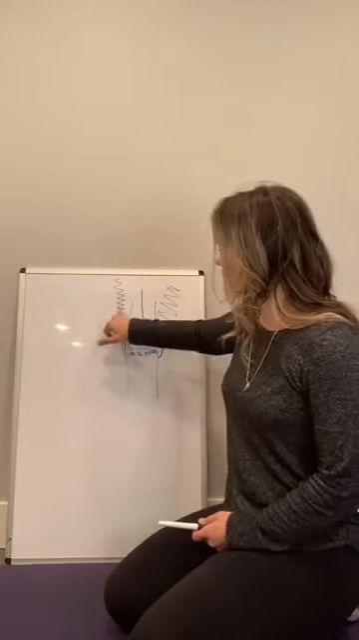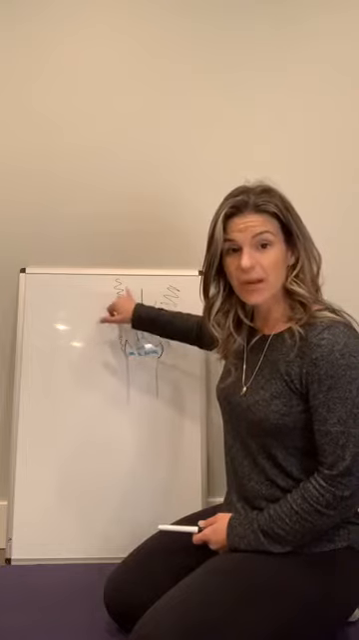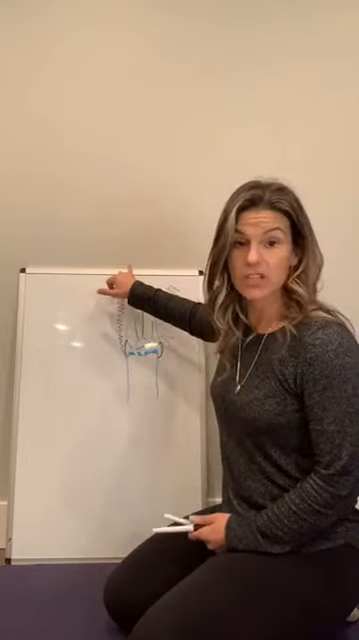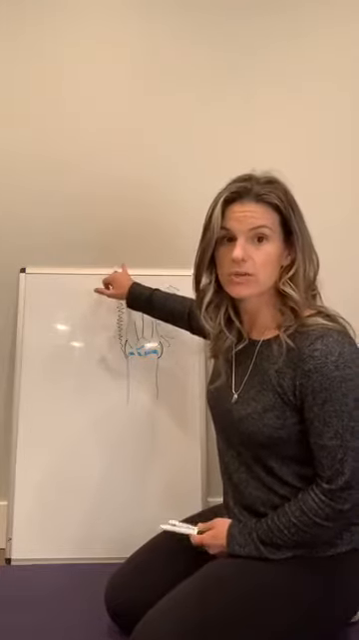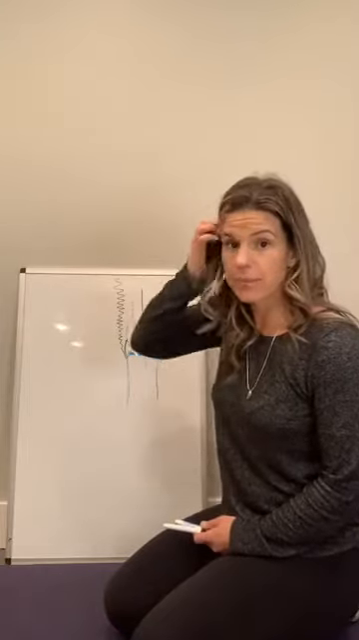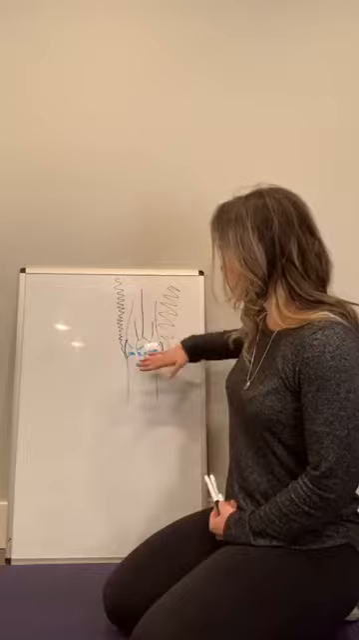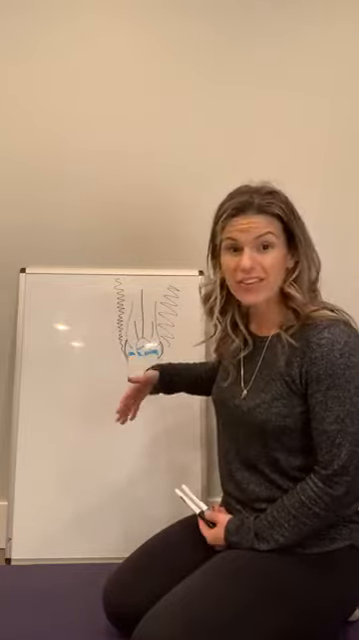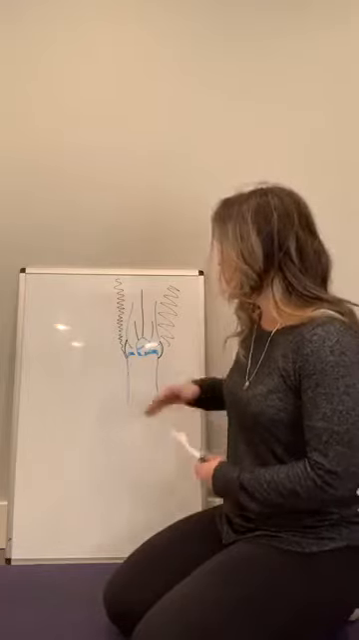Her IT band on the outside was really, really sensitive to touch. And the farther up that I went into her hip, it actually was pretty sensitive too. Basically where the IT band attaches into her TFL muscle, she had a lot of sensitivity up there as well. And then we looked at the flexibility. Her hamstrings were great. Her calf length was fine. There were no issues there.